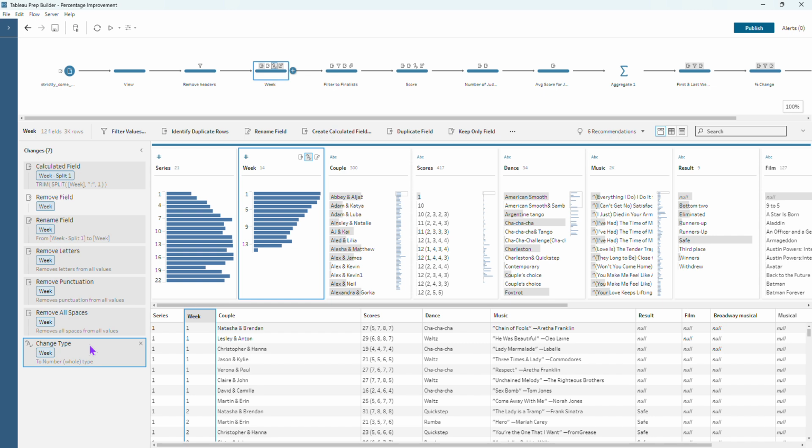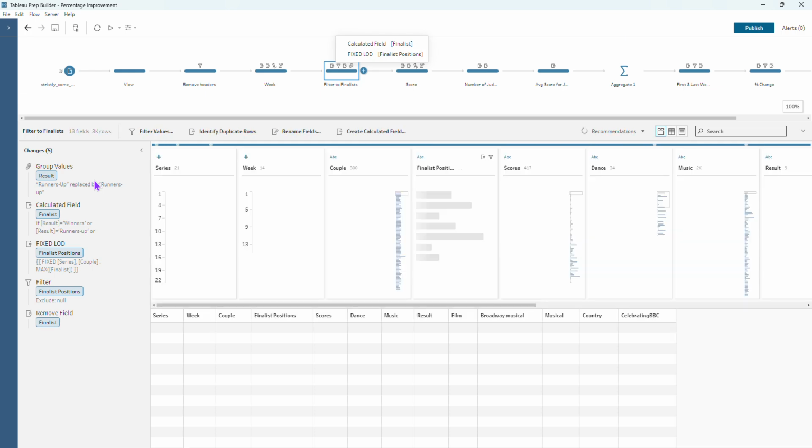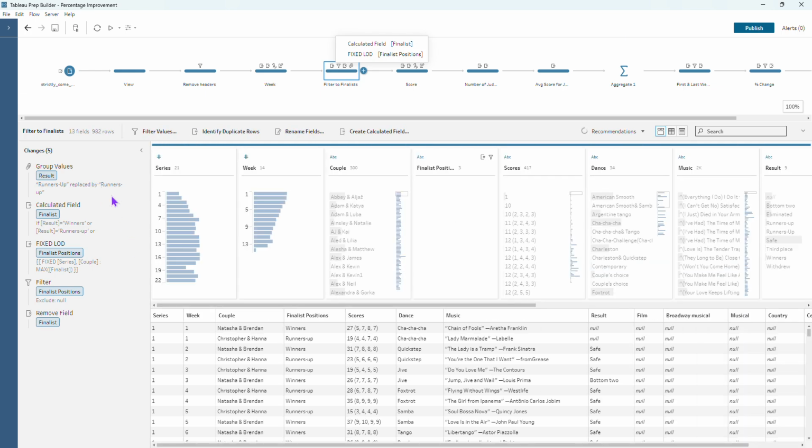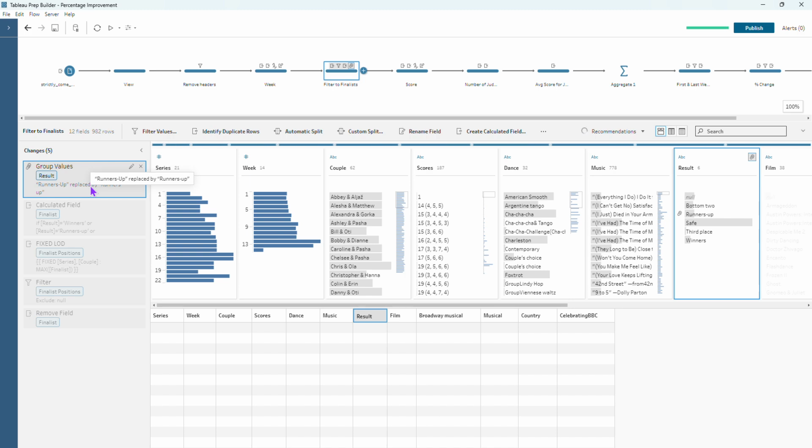Cool. So I realised later that I could have used the information in that week field to extract everyone who was in the final, but I didn't do it that way. I did it a slightly different way. So let's check out how I did that here. So I came to that result field, and I realised that runners up is spelt differently. It's spelt with a capital U and a lowercase u, so I made sure to group those two together.